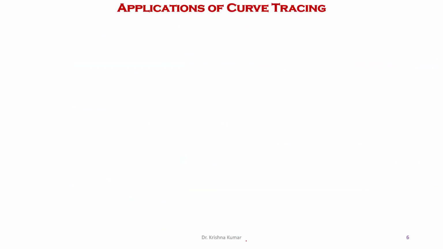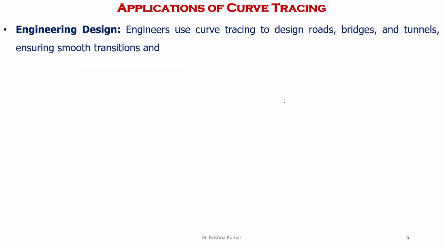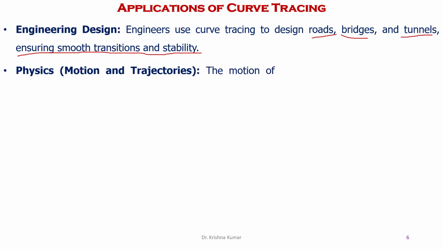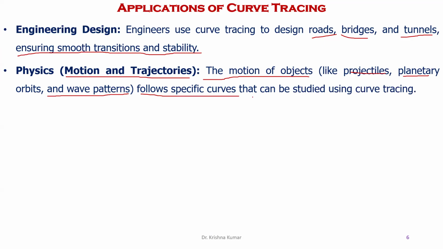Now let us see what are the different applications of curve tracing. So it has applications in engineering design. Engineers use curve tracing to design roads, bridges, and tunnels, ensuring smooth transitions and stability. The second application of curve tracing is in physics, especially in motion and trajectories. The motion of objects like projectiles, planetary orbits, and wave patterns follow specific curves that can be studied using curve tracing.